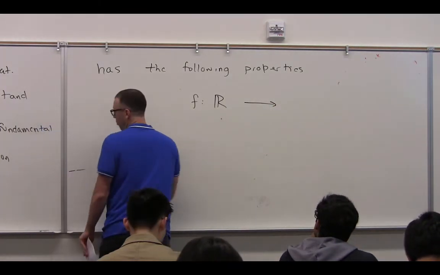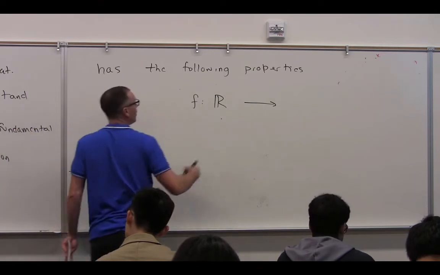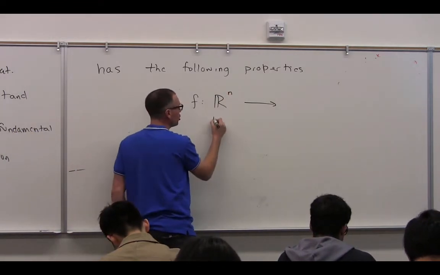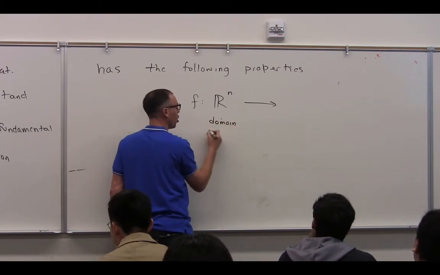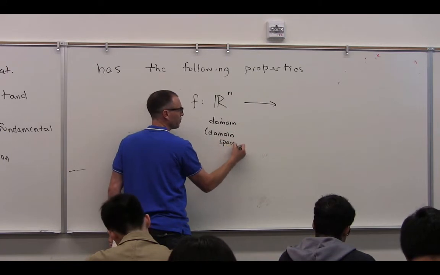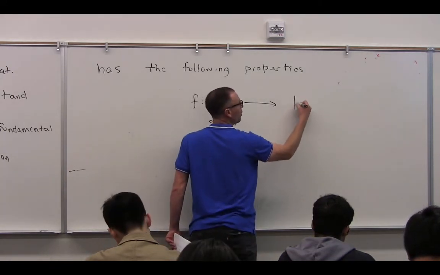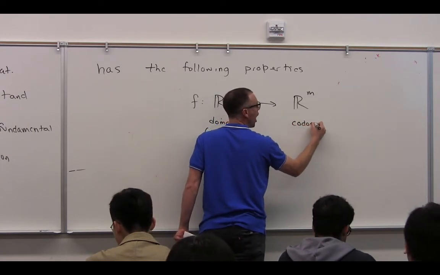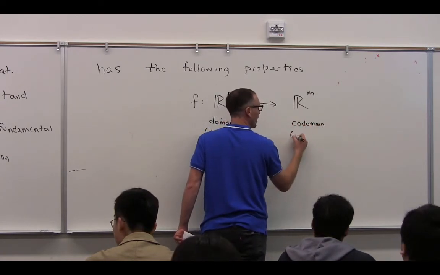All right, where did you come from? What's the input? R^n. That's your domain. And we're actually going to call this, it's also the domain space. Don't worry, we're going to get into this. What about where did you go? R^m. That's your codomain, not your range. This is definitely not the range.